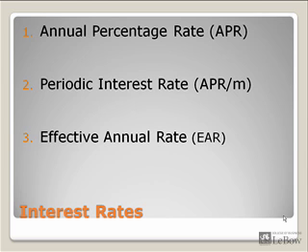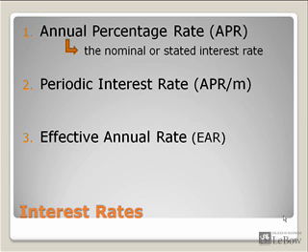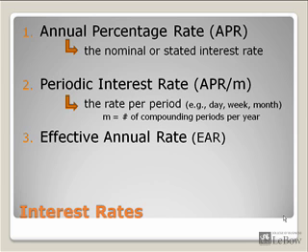The annual percentage rate is the nominal or stated interest rate. These are the interest rates that you find in any financial contract or obligation, such as a credit card bill or an auto loan statement. You would find the annual percentage rate. The periodic interest rate is the rate per period. For example, the rate per day, per week, per month.